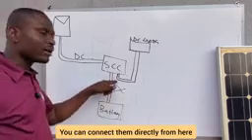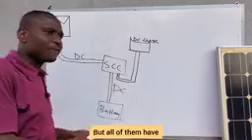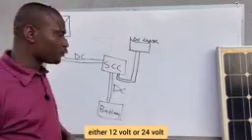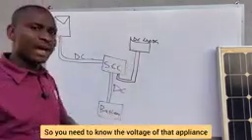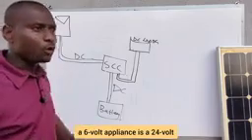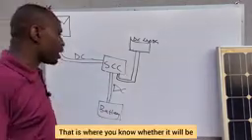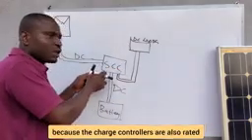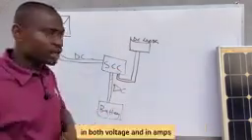You can connect them directly from here, but all of them have a reference voltage, either 12 volt or 24 volt. So you need to know the voltage of that appliance, whether the DC appliance is a 12 volt appliance, a 6 volt appliance, a 24 volt or a 48 volt appliance. That is when you know whether it will be compatible with the charge controller you have, because the charge controllers are also rated in both voltage and in amps.